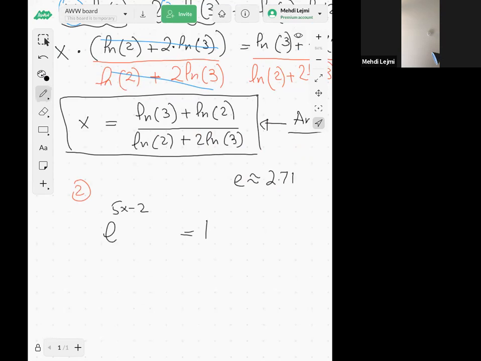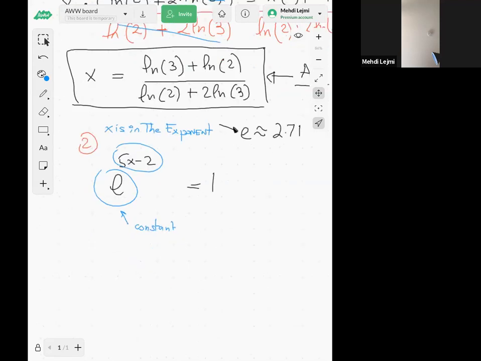This e is just some number, and you will see in Calc 1 this number is very special. And you will see why in Calc 1, because of the derivative, but you see that in Calc 1. But anyway, you have this e, which is a number, so it's a constant. And you have an x in the exponent, so that's an exponential function, right? You have a constant, and in the exponent you have an x, so we do have an exponential equation here.